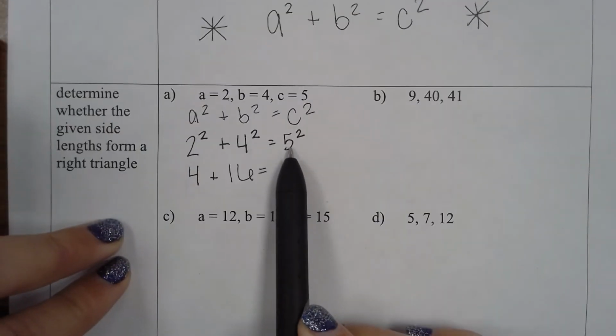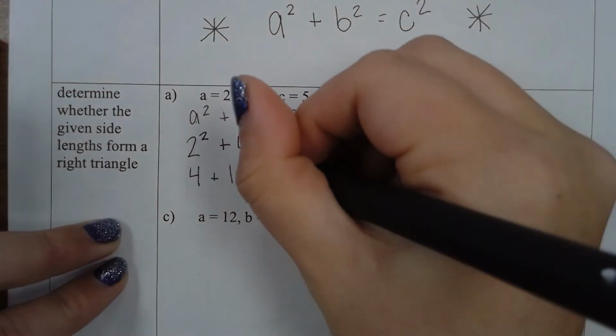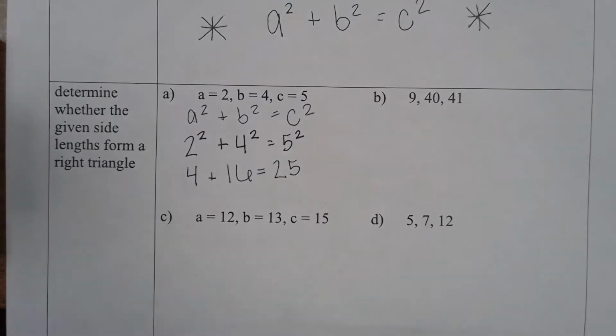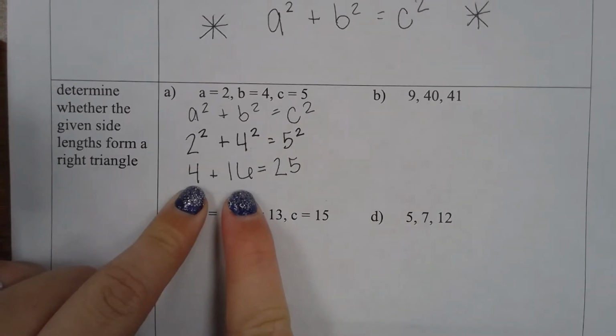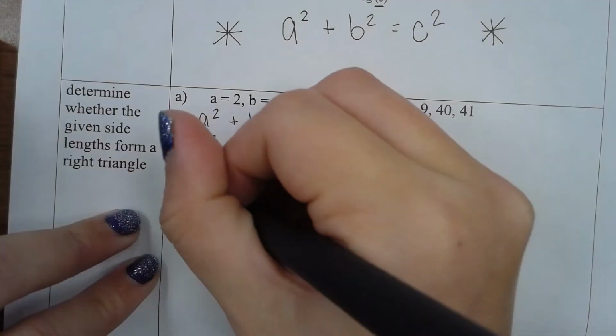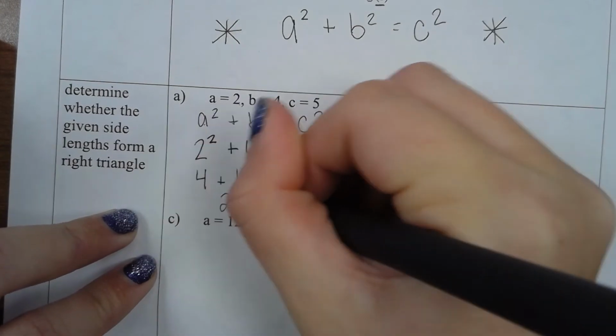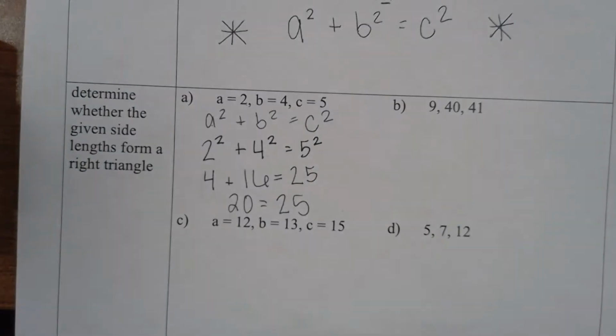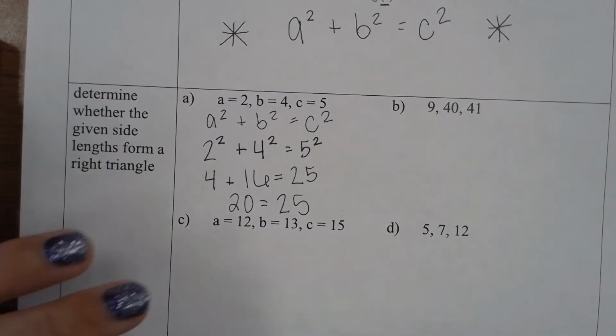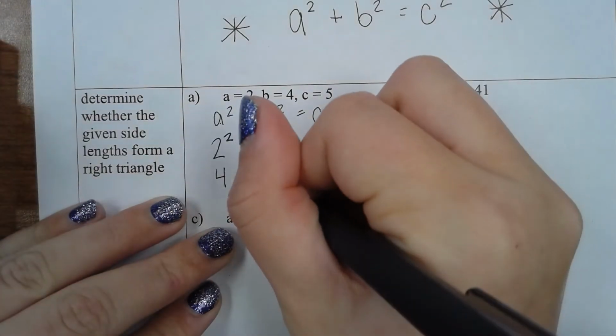And then 5 squared is 5 times 5, which equals 25. So last step is to take your 4 plus 16. So 4 plus 16 is 20. So does 20 equal 25? No, 20 does not equal 25.